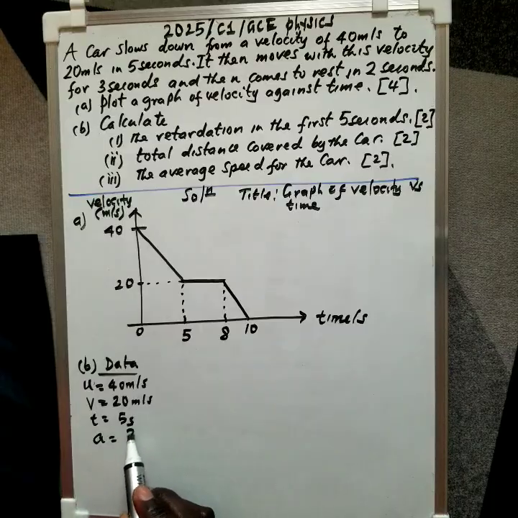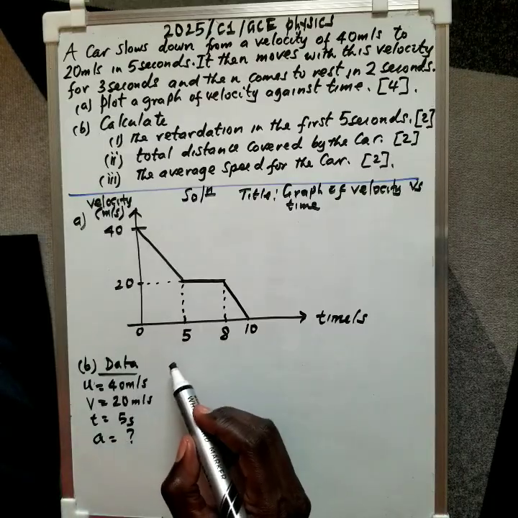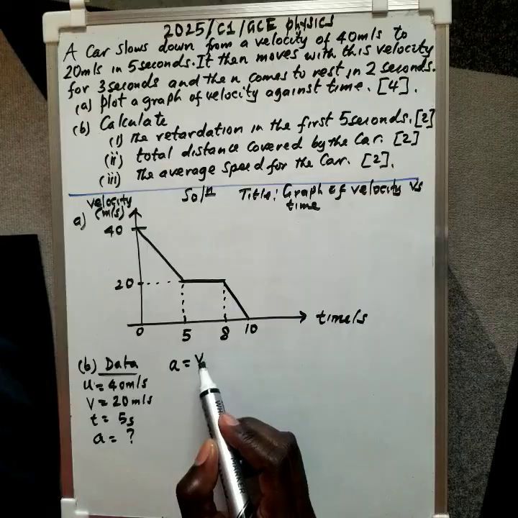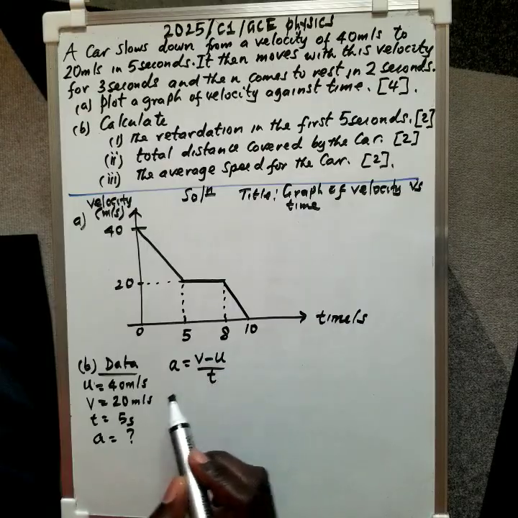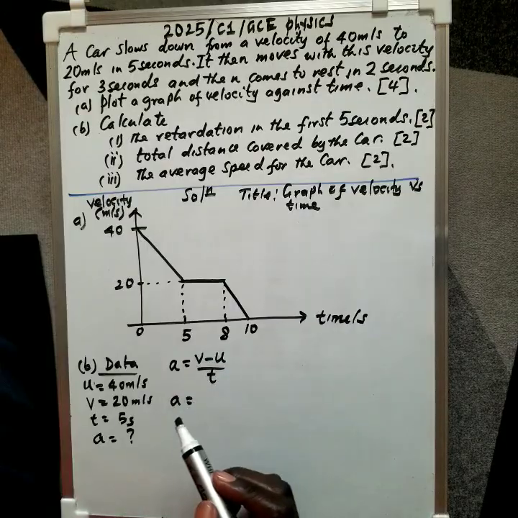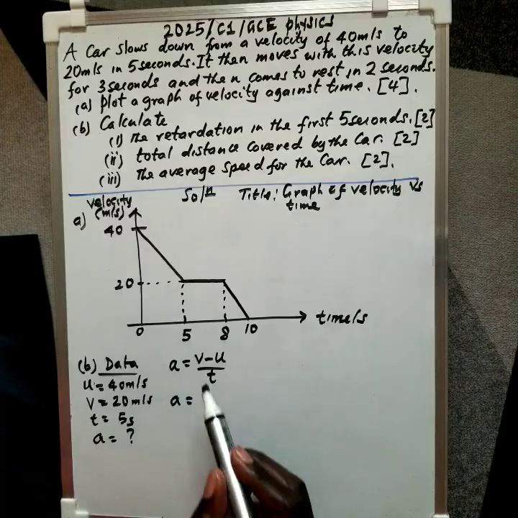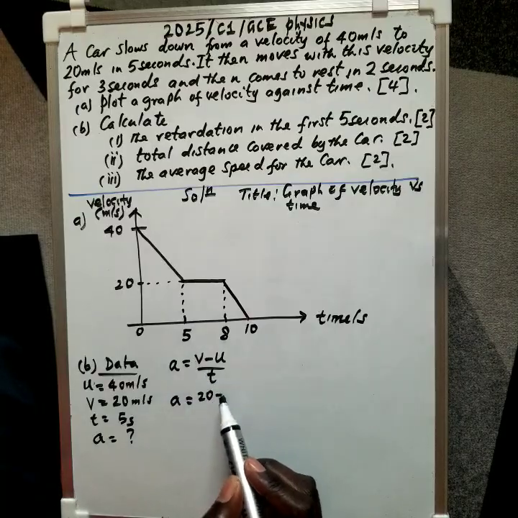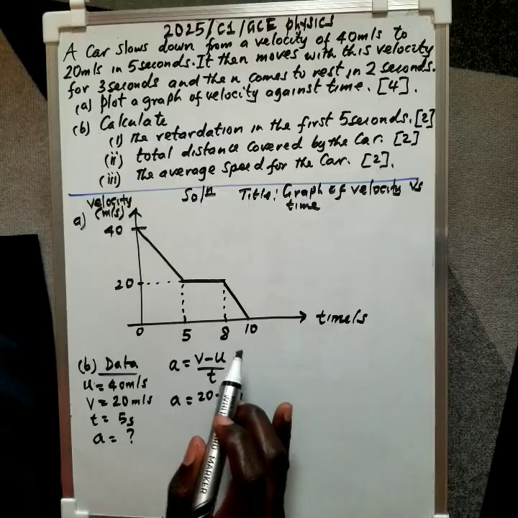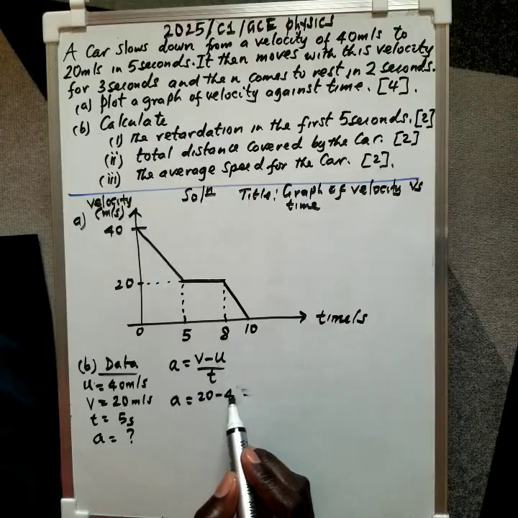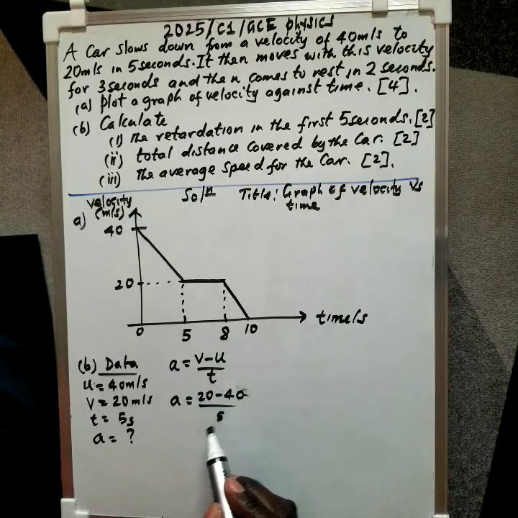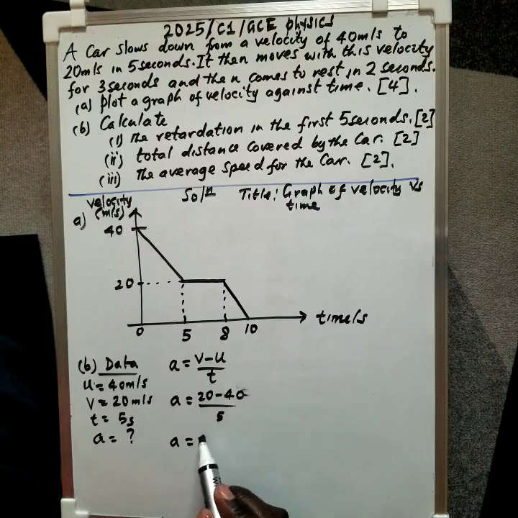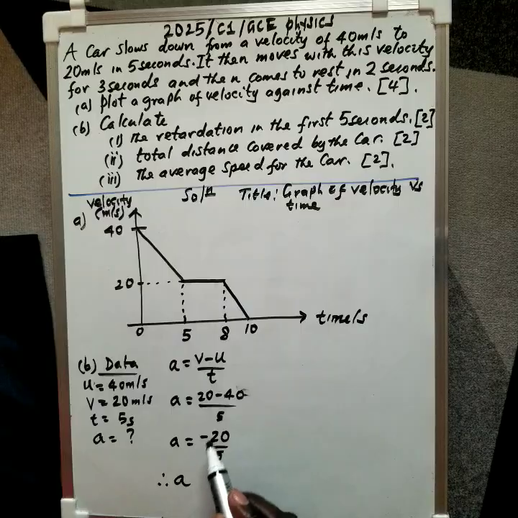So the retardation is negative acceleration. So we just apply the same formula. Acceleration is final minus initial divided by time. But our answer should give us a negative because you are simply slowing down. So the final velocity is 20 minus initial, 40, over the time, which is 5. So acceleration will be 20 minus 40, that's negative 20 over 5. If you divide 5 into that, it will give you negative 4 meters per second. What? Per second squared.